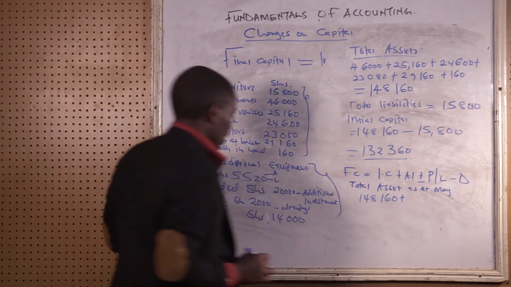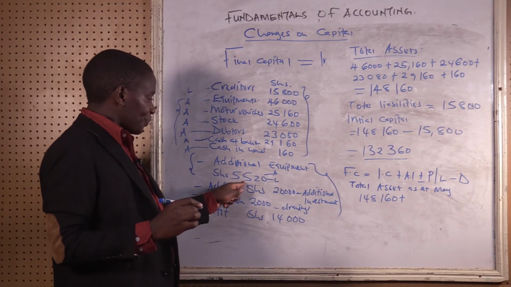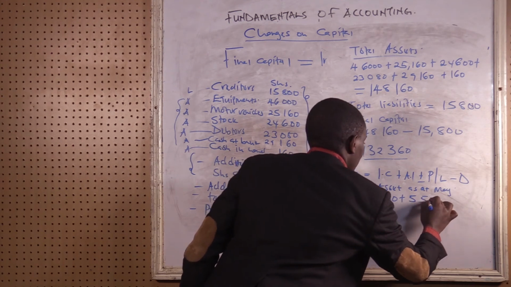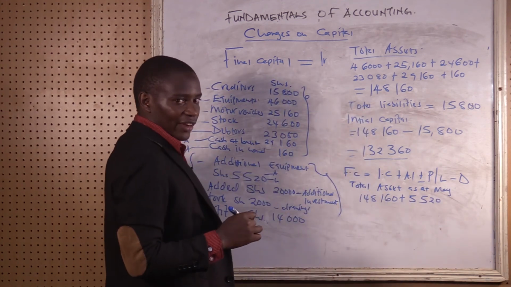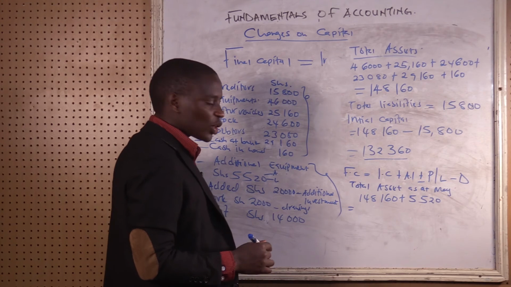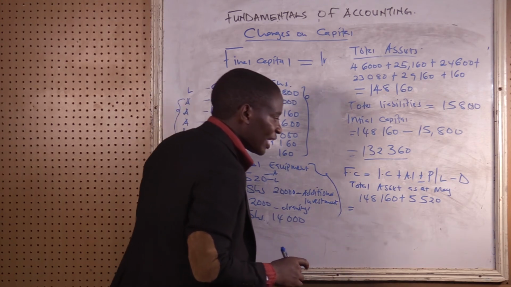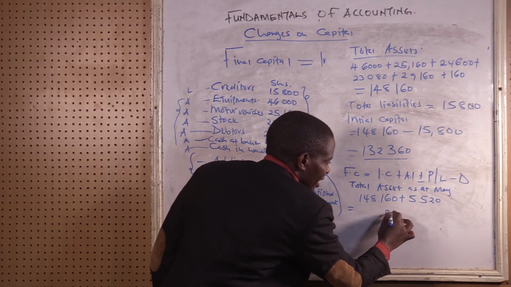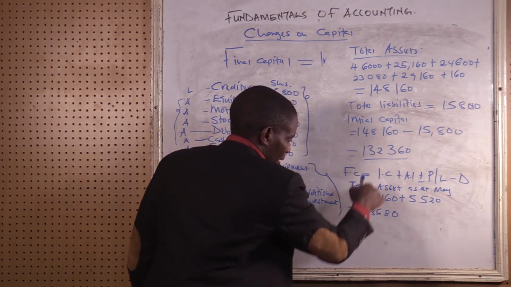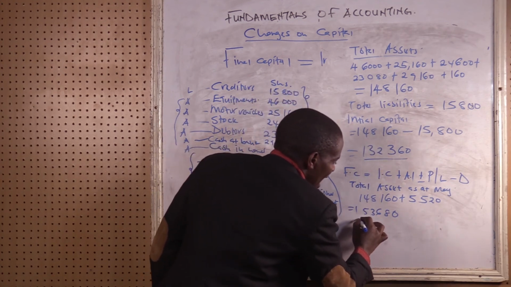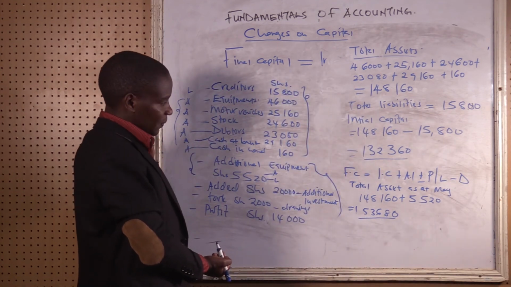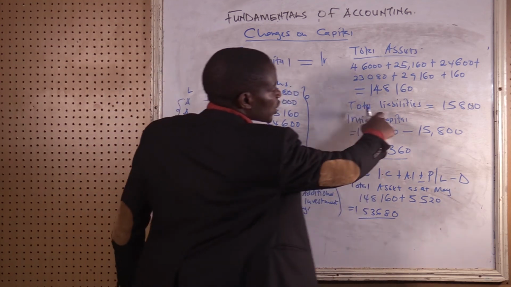We add what we had for equipment, which is 5,520. So if we add on this, we shall have our total assets equivalent to 153,680. So our assets will increase to 153,680. Then our total liabilities will also change.